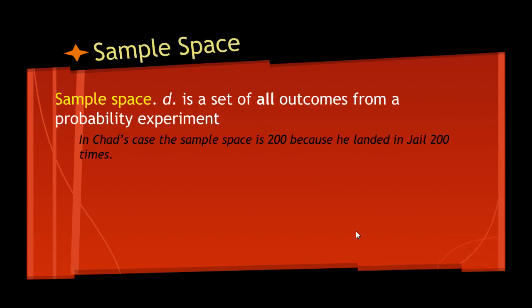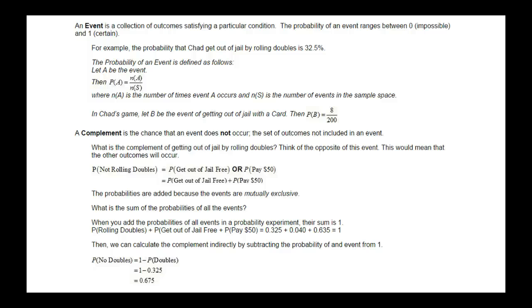Now, there's also this concept of the sample space. That is all the outcomes from a probability experiment, and it is considered a set. It's a mathematical set. So in the case of Chad's example, that sample space is 200 because he landed in jail 200 times and tracked how he got out 200 times. Here we've got a nice snapshot of the next bit of the course content.